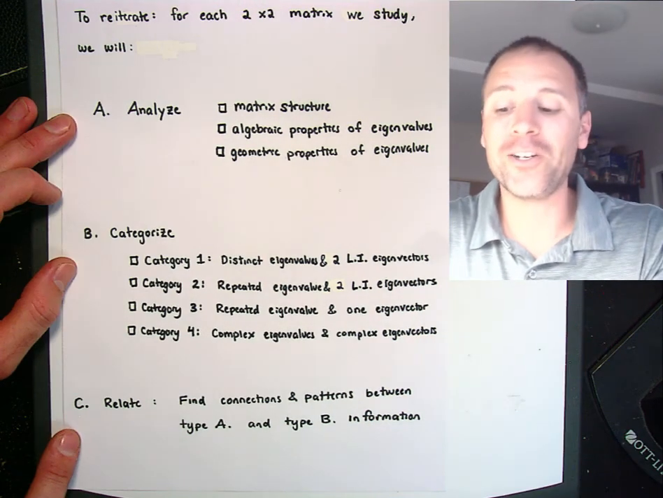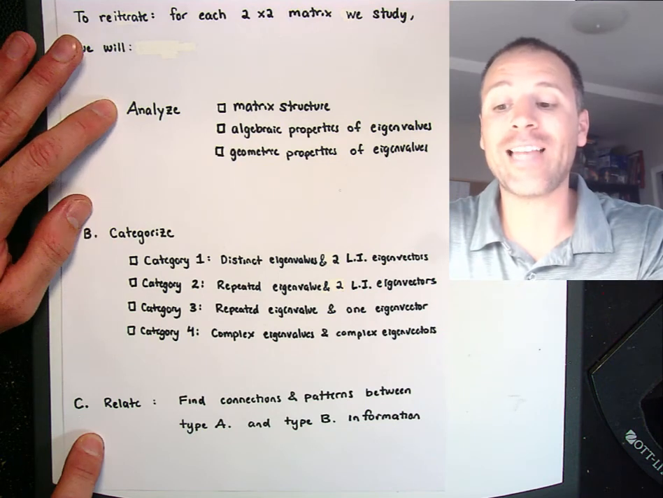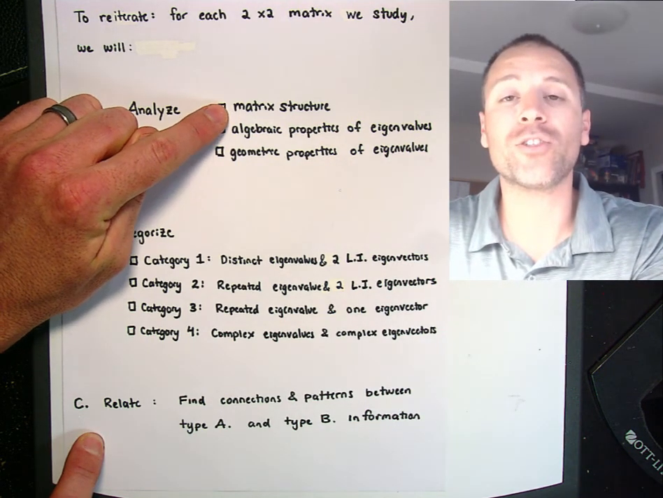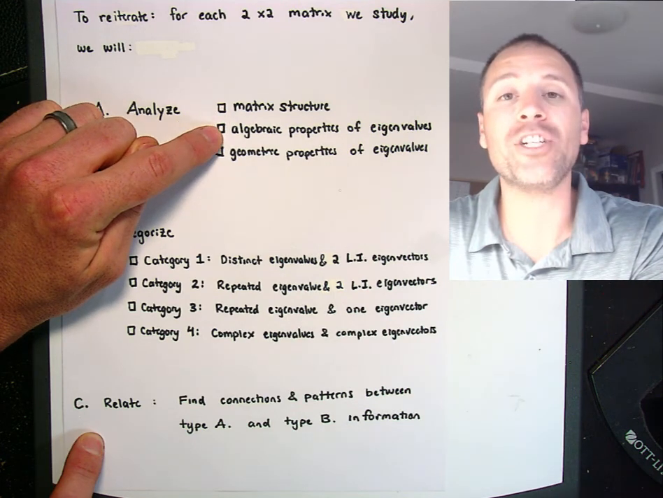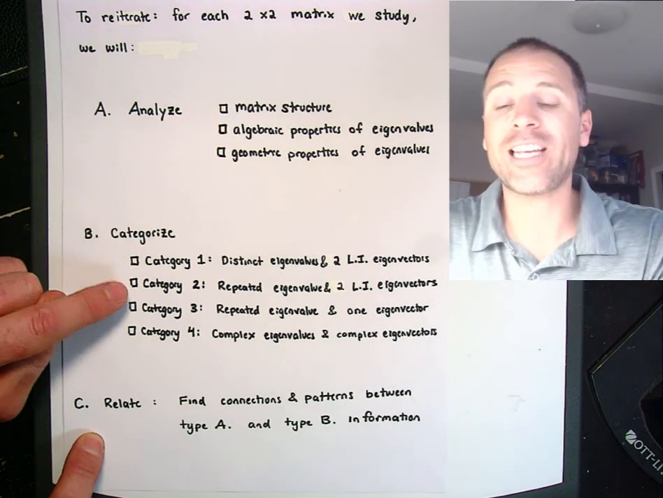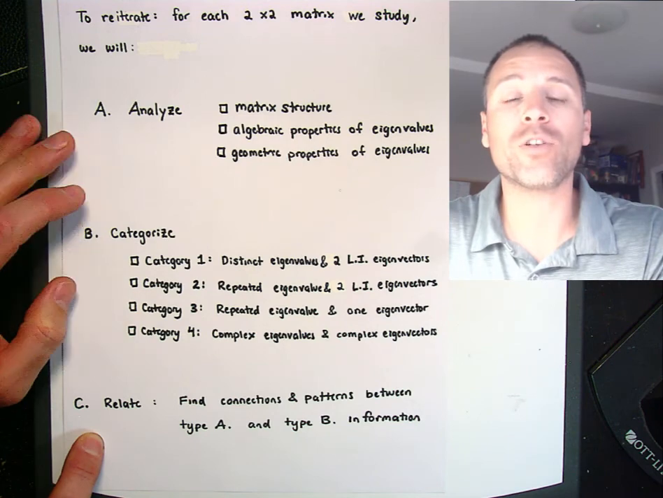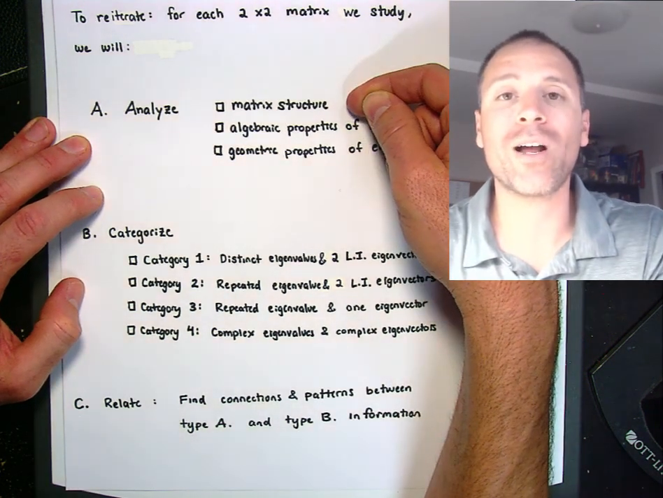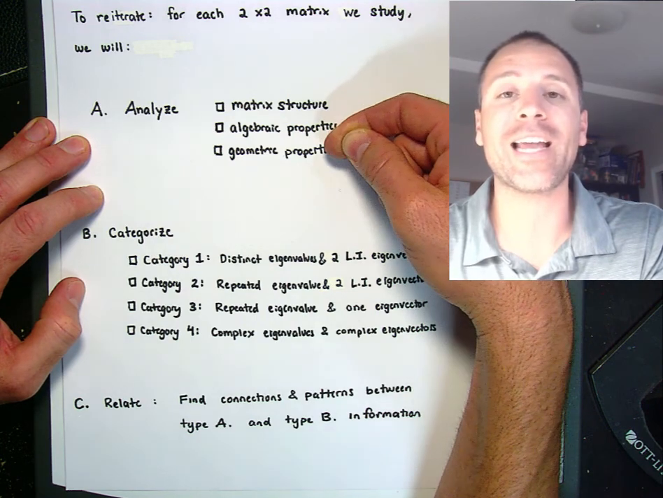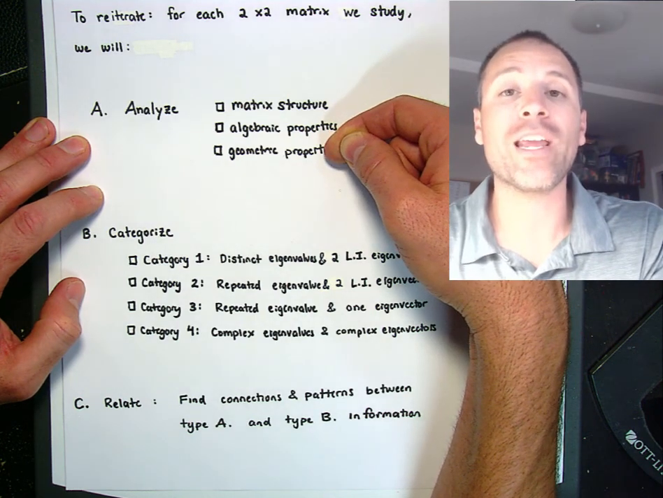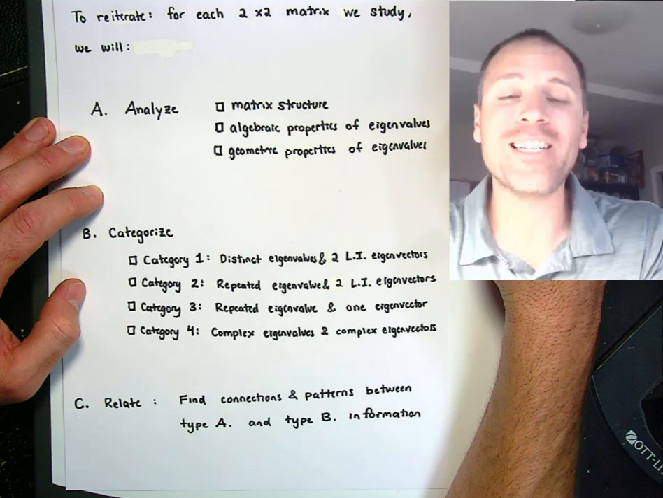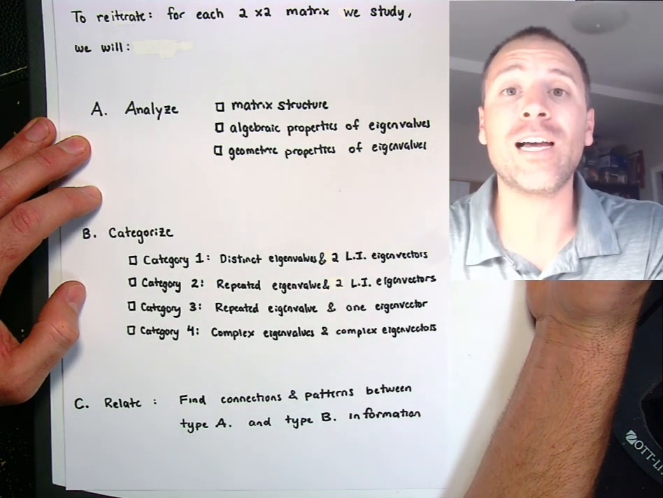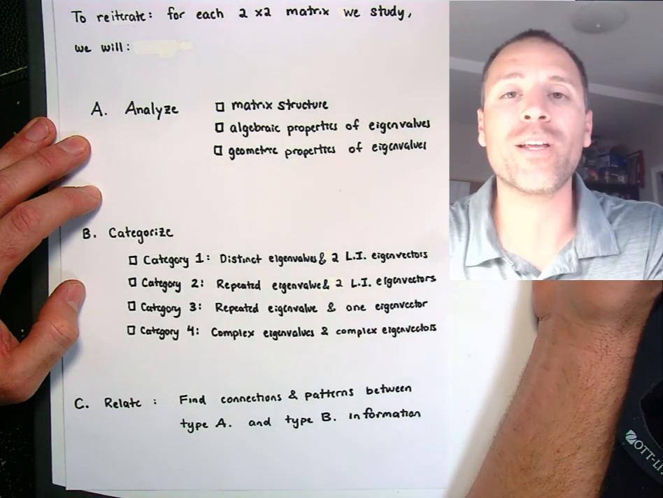The last thing we're going to do is relate our analysis and our categories together. When we figure out the type of matrix structures, the associated algebraic and geometric properties, and then we start to categorize them, we're going to ask ourselves the question, are there patterns between matrix structures that arise and the corresponding algebraic and geometric properties that we notice? The answer to that question is yes. If we were only a few hundred years older, we would be famous for the rest of time, because that's exactly what the theory is going to tell us about.